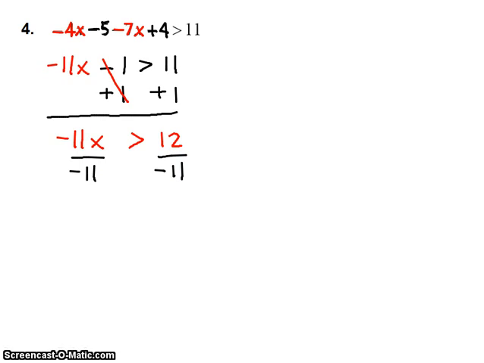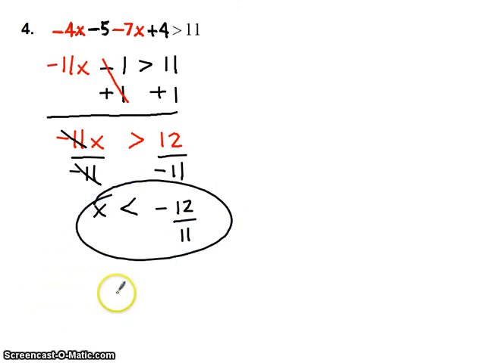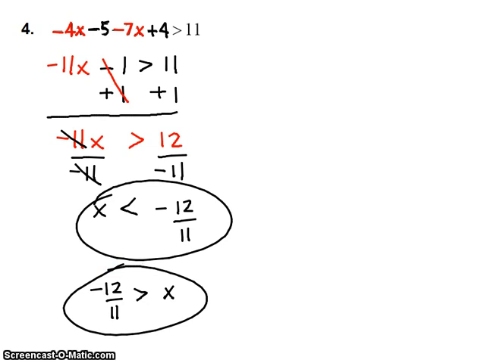And what that does for us is it flips our inequality. 11 over 11 crosses off. Negative 11 over negative 11 crosses. And we have x is less than 12 over 11. Negative 12 over 11. Once again, you could flip it if you want. And this answer means the same thing. Okay, let's move on.